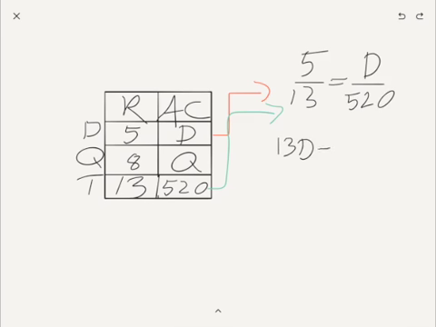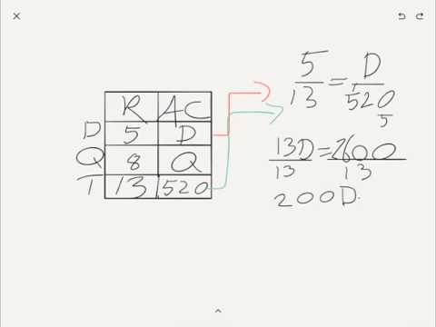We're just going to multiply that by 5 now. So that gets us to 13D equals 2,600, which is pretty easy to figure out by dividing because it's just times 20. So 200 dimes is what we start out with. We're going to use that information to figure out the total amount of money.